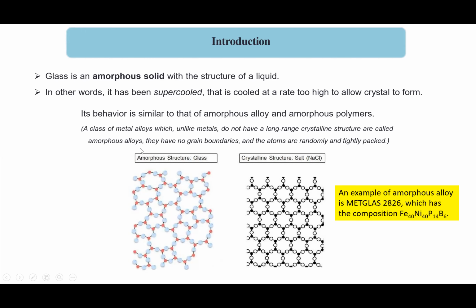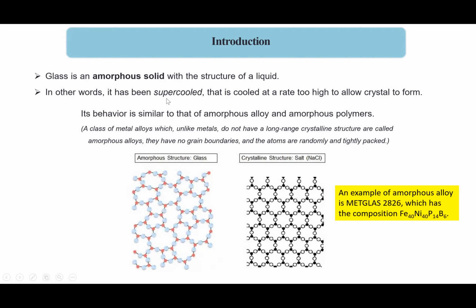There are some other metal alloys which also have this amorphous structure, and also some polymers which have this irregular structure. So all these things, like glass, polymers, and metals, which do not have any regular atomic arrangement or regular unit cell, in metallurgy, if it doesn't have a crystalline structure, then it is called an amorphous solid. Glass is one of them.